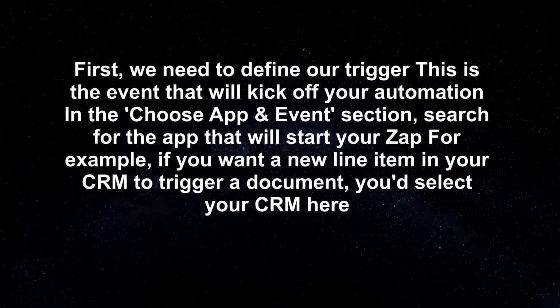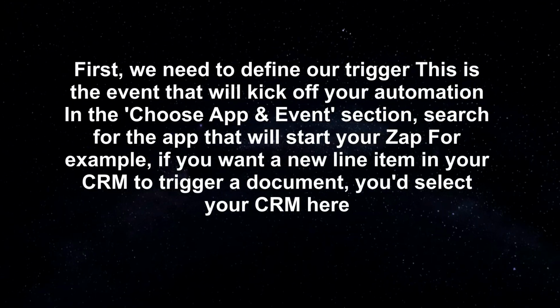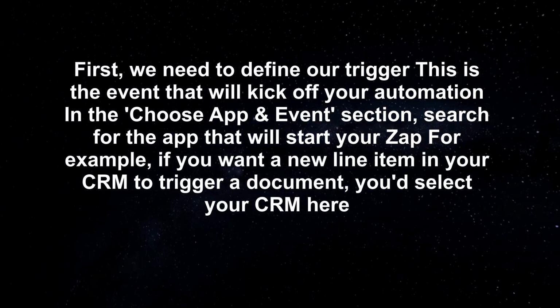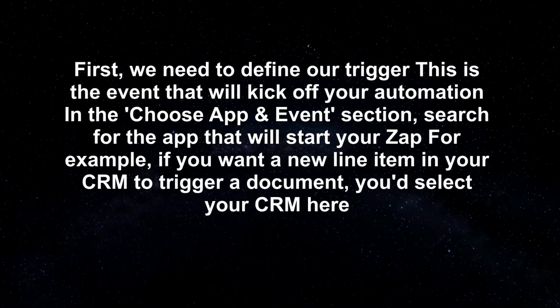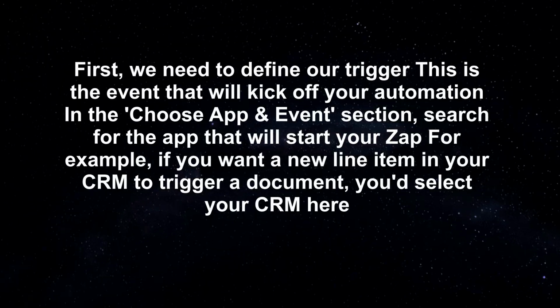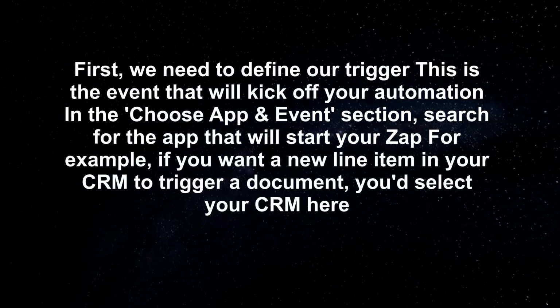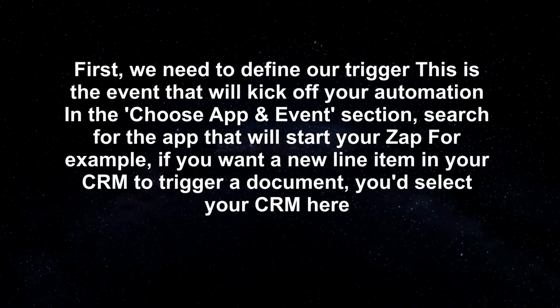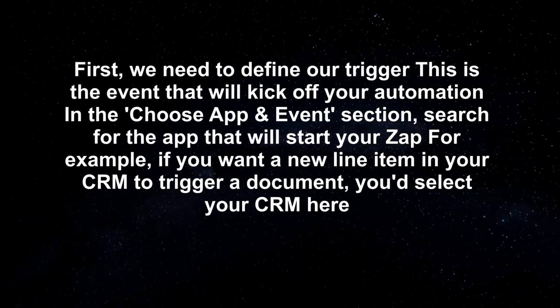First, we need to define our trigger. This is the event that will kick off your automation. In the Choose App and Event section, search for the app that will start your Zap, for example. If you want a new line item in your CRM to trigger a document, you'd select your CRM here.